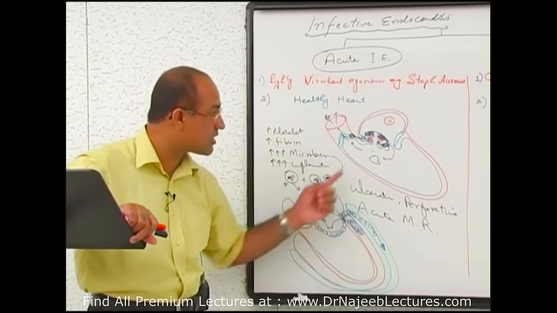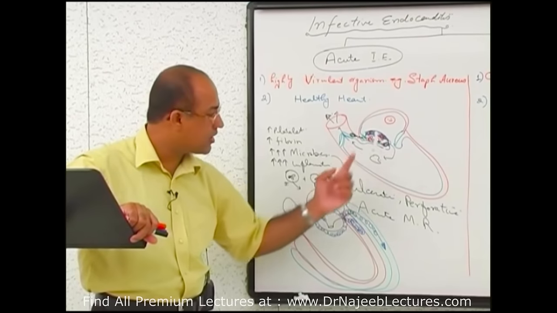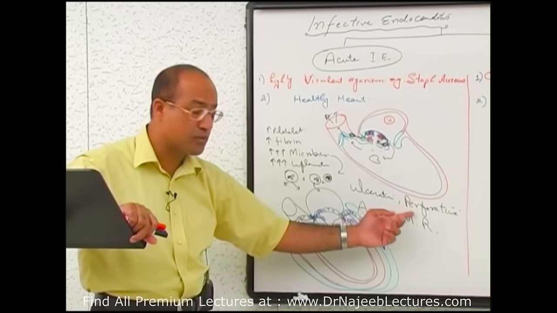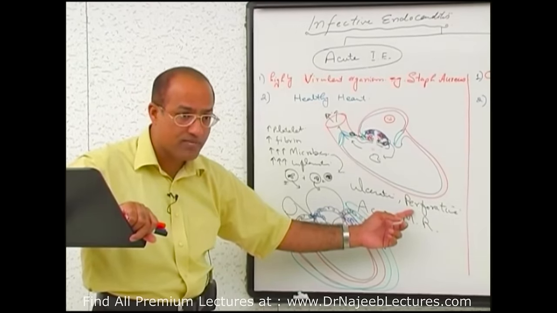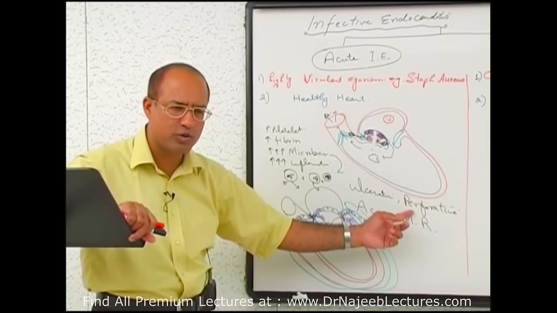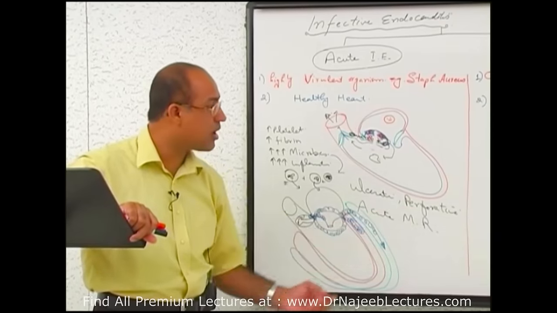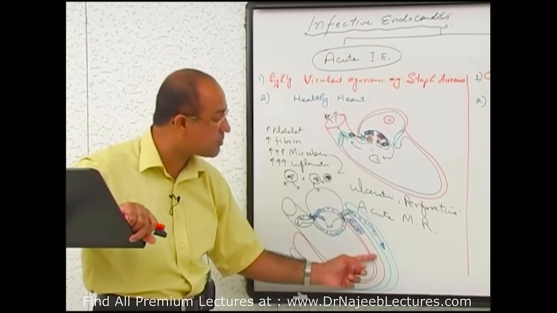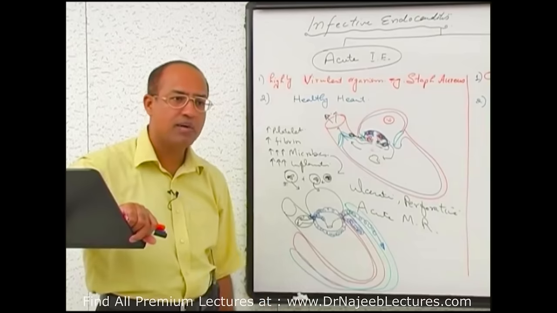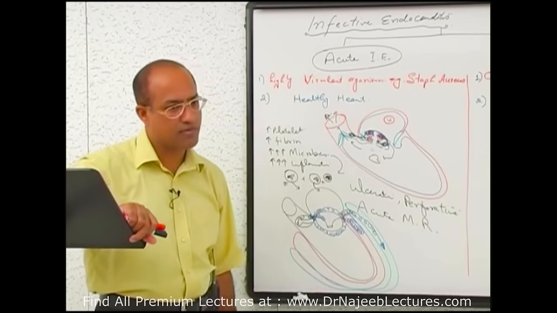It produces ulcerative lesions on the valve. It can produce perforation of the valve, which may lead to sudden ventricular failure, right? Very severe clinical deterioration in the patient. Or it may produce a ring abscess, conduction problems, myocardial abscesses, and even pericardial suppurative inflammation.